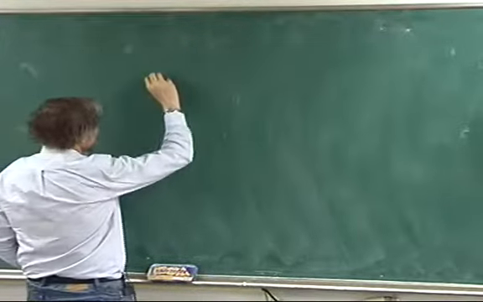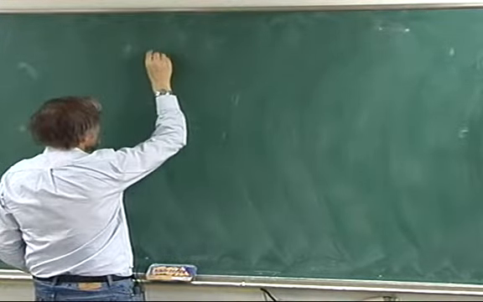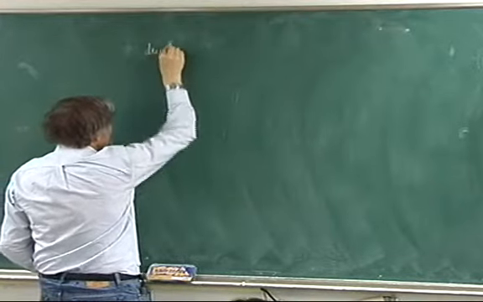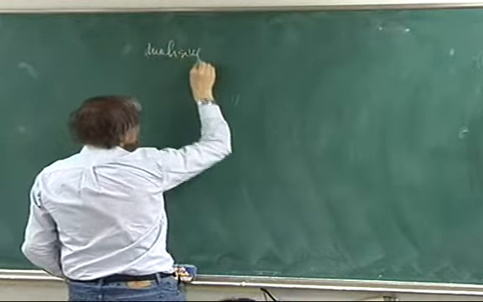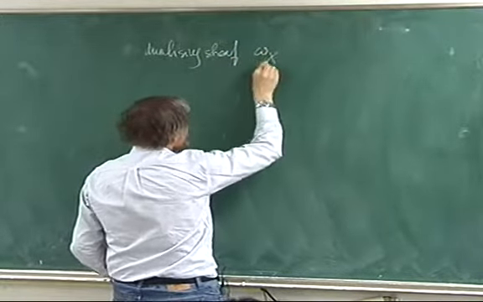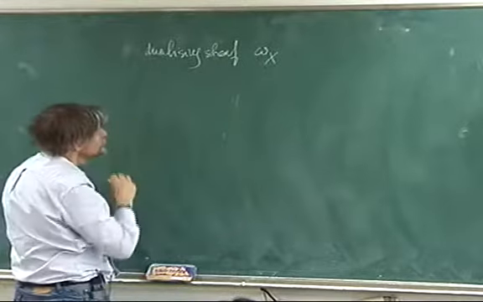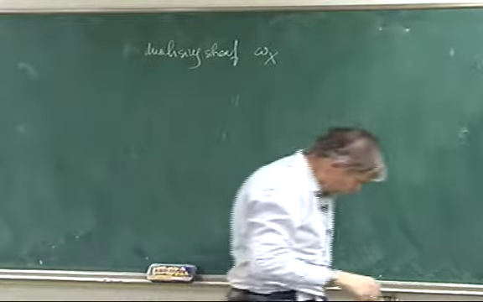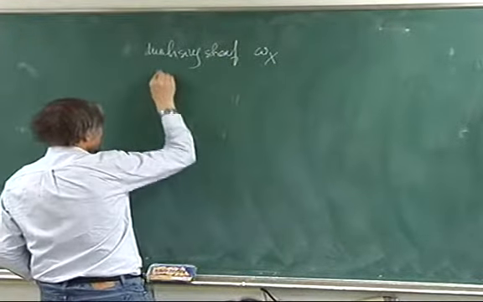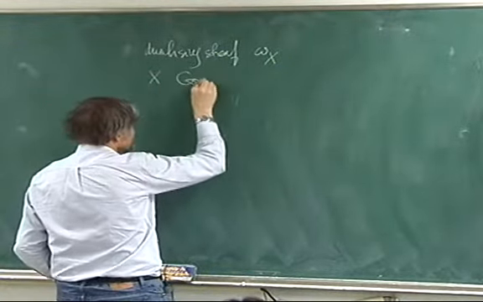A sort of slightly more technical introduction to the dualizing sheaf, omega X, and what it means for X to be Gorenstein.